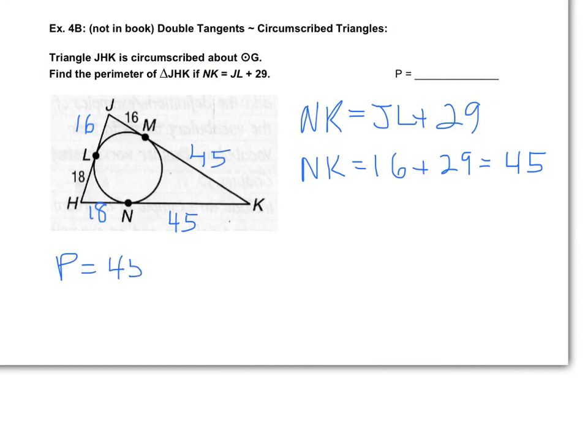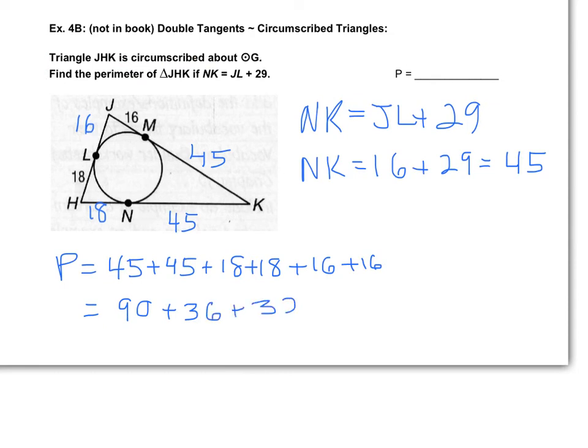So 45 twice plus 18 twice plus 16 twice. And adding up those pieces, we have 90 plus 18 and 18 is 36. And plus 16 and 16 is 32. So 90 plus 68 gives us a perimeter of 158.